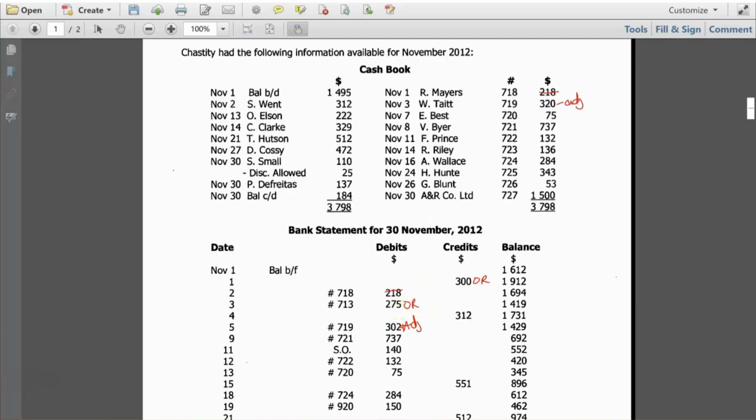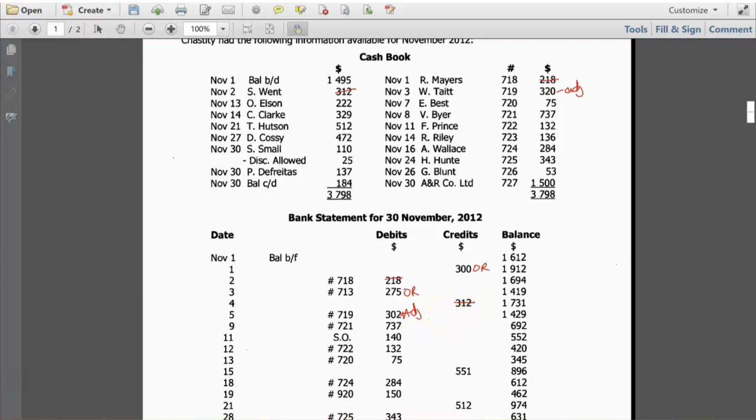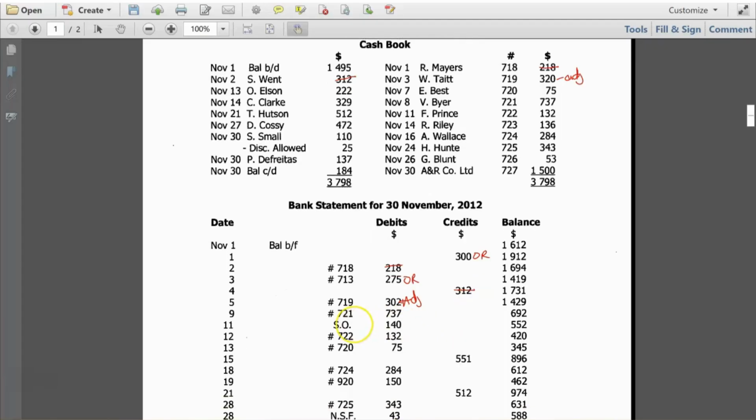So the next transaction is a deposit for $312 on our bank statement. Do we have it here in the cash book? Yes, we do. So we can go ahead and cross it from our cash book and cross it off our bank statement. We already know that we have to deal with this adjustment, so we can skip that because that was in our notes from the prior video. Let's look at check 721 for $737 on our bank statement. Do we have that in our cash book? Let's see, we do.